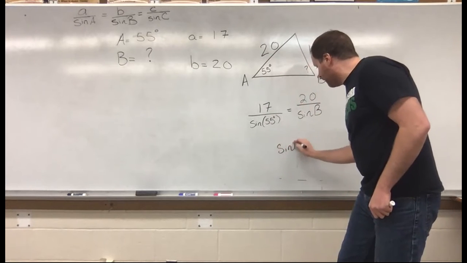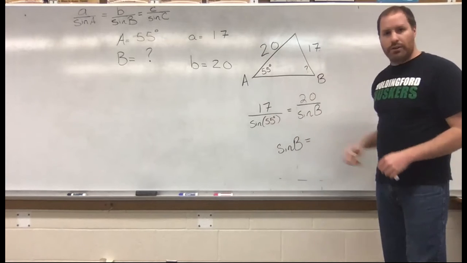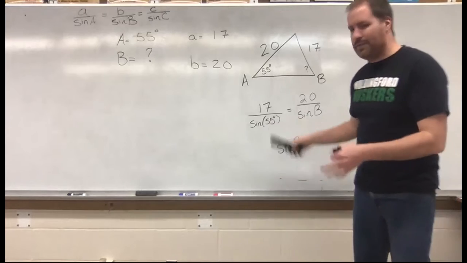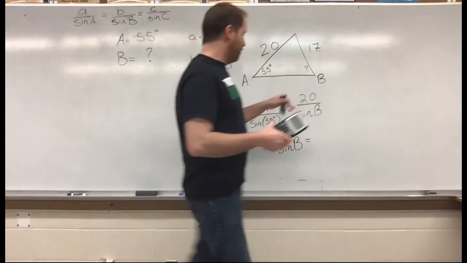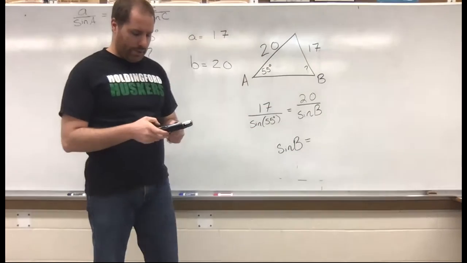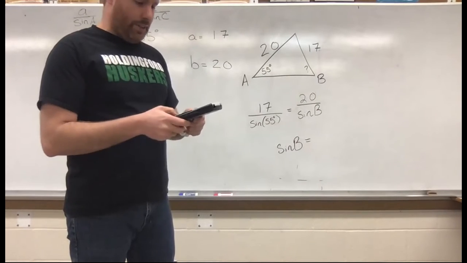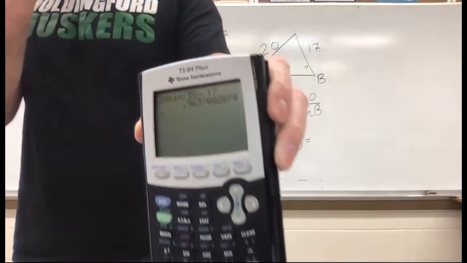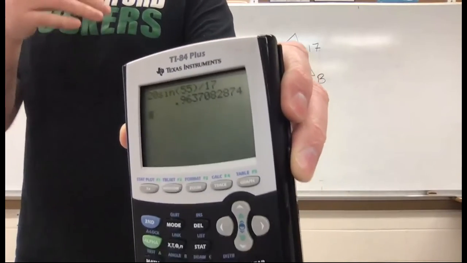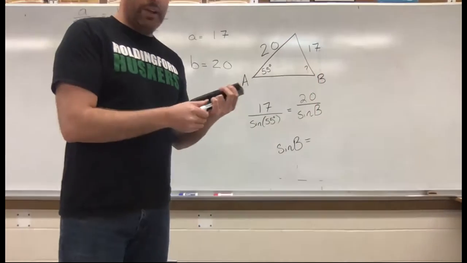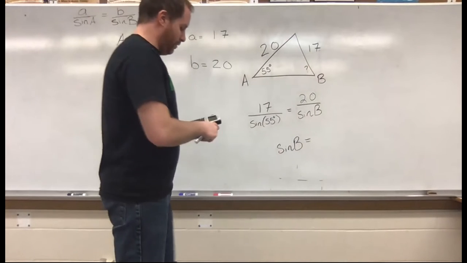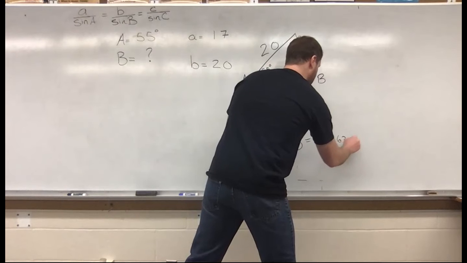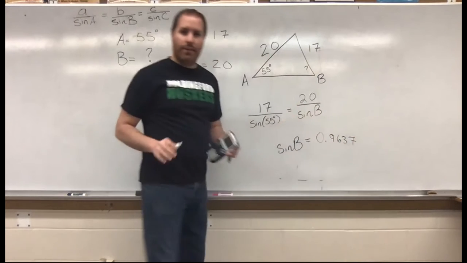However, here we don't get the final answer. We only get sine of B when we do this multiplying across. Again, I've got to jump to my calculator. I don't have the sine of 55 necessarily memorized, but we should take 20 times sine of 55 divided by 17. I'd put that all in there, and we'd come out with about 0.9637, something in there. So that's what the sine of B is: 0.9637, and so on. We have that all down.